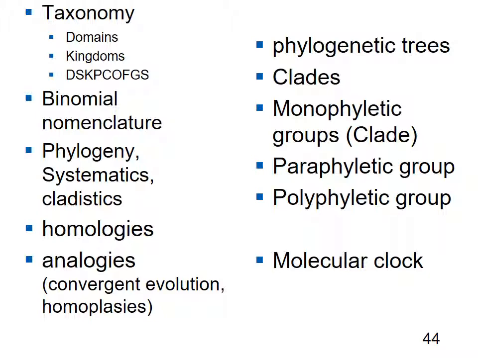We talked about clades, which are when we have an ancestral species and all of its descendants. So a monophyletic grouping would be a clade. And then we talked about paraphyletic and polyphyletic groupings, which are really taxonomically or systematically not a good kind of grouping. And then we talked a little bit about the molecular clock and some of the problems with the molecular clock. So that's it for this chapter.